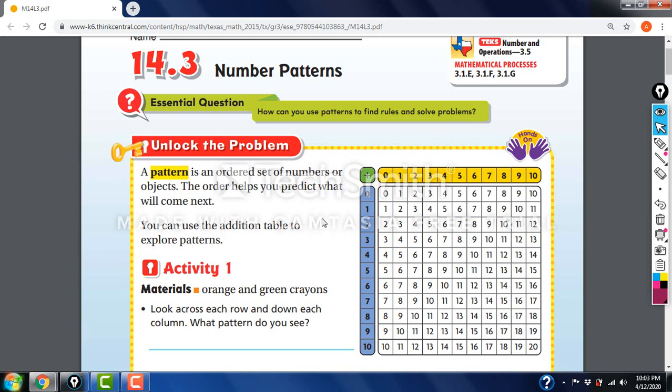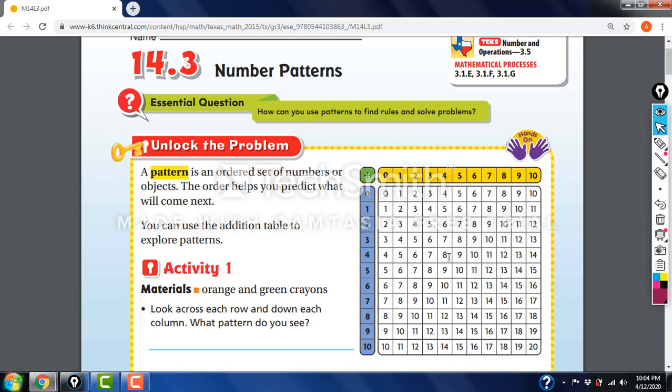And if we look at reading, a pattern is like when we infer. When you see a pattern of a character having a particular character trait, you can infer what they will do next given a certain situation. So this is how it transfers over to reading and writing. So whenever you have a pattern, it helps you to predict and to infer. And that's the key and the goal for us to understand today.